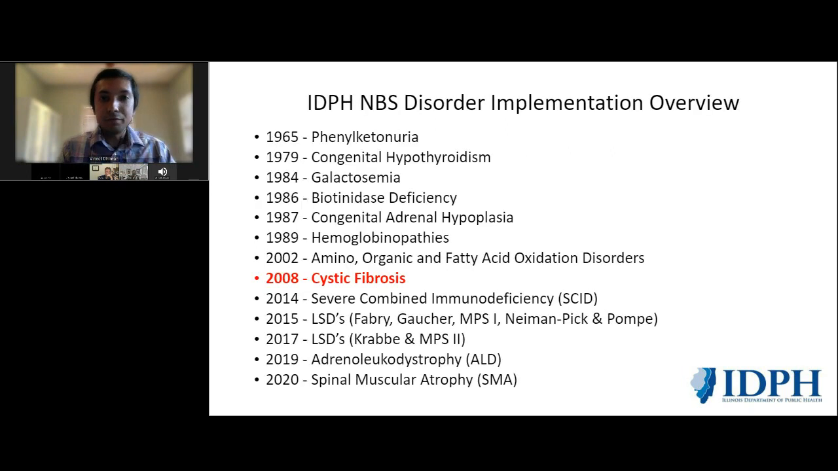So to give a brief overview of the different disorders that we've introduced at the Illinois Department of Public Health over the past, in this case, 50, 60 years, starting with PKU in the mid-60s, and you can see on this slide, congenital hypothyroidism in the late 1970s, amino acid, organic acid, and fatty acid oxidation disorders in the early 2000s. CF, we started screening for CF in 2008, and more recently we added adrenoleukodystrophy, as well as spinal muscular atrophy, as disorders that we screen for, in 2019 and 2020.